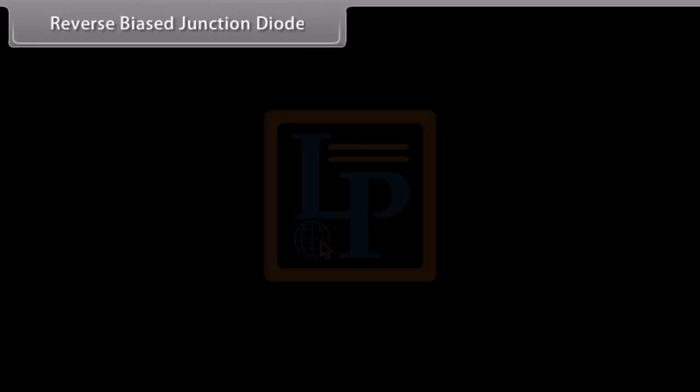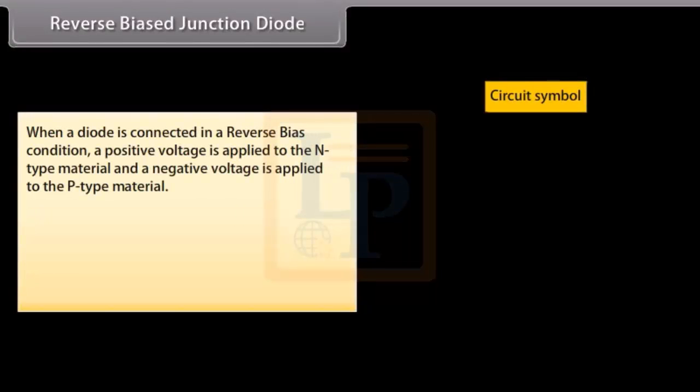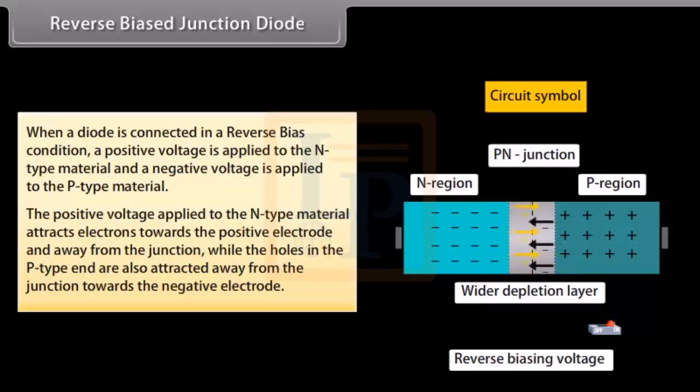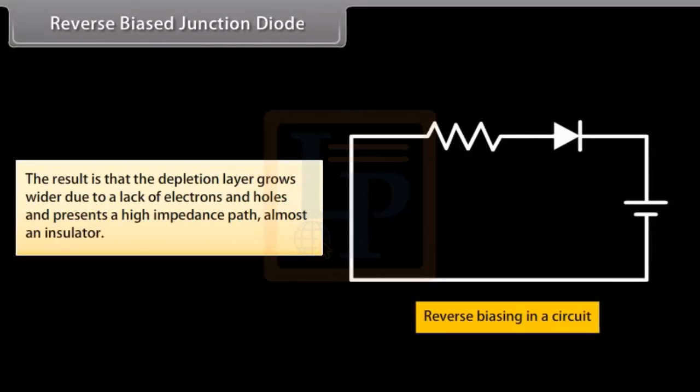Reverse biased junction diode. When a diode is connected in a reverse bias condition, a positive voltage is applied to the N-type material and a negative voltage is applied to the P-type material. The positive voltage applied to the N-type material attracts electrons towards the positive electrode and away from the junction, while the holes in the P-type end are also attracted away from the junction towards the negative electrode. The result is that the depletion layer grows wider due to a lack of electrons and holes and presents a high impedance path, almost an insulator.